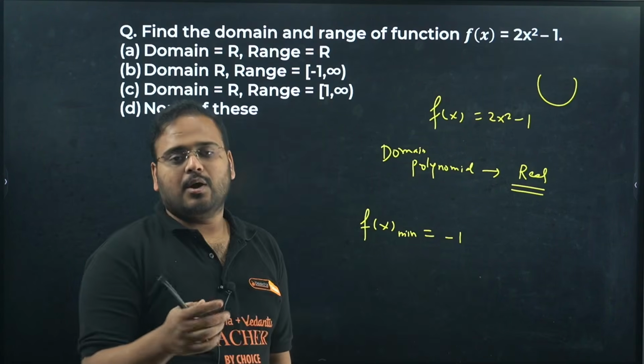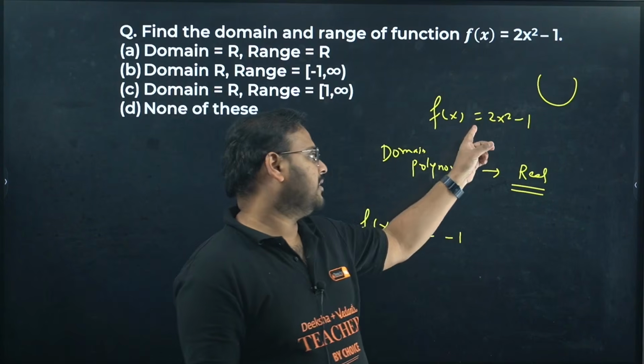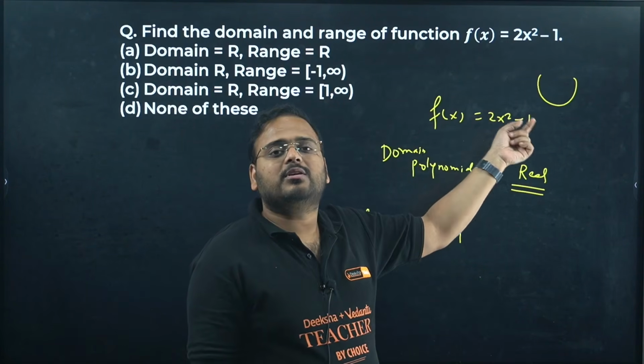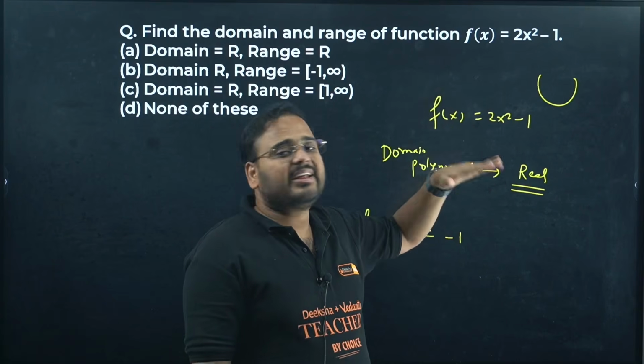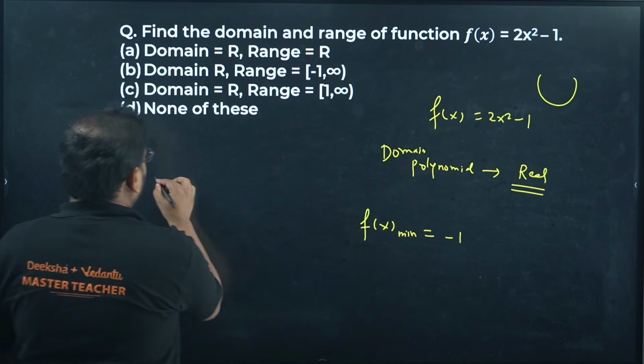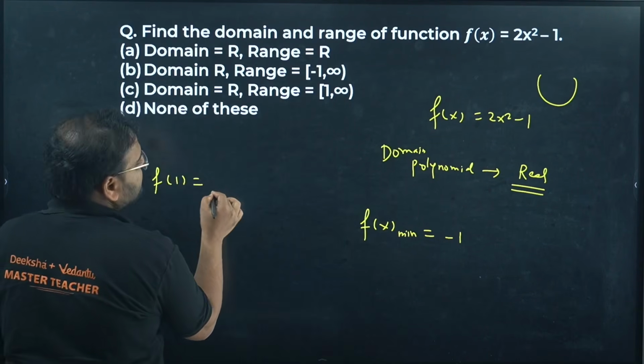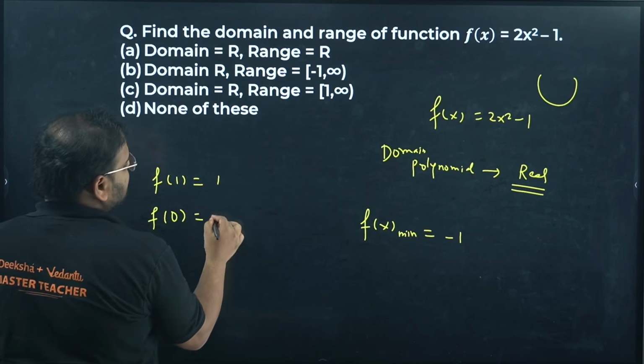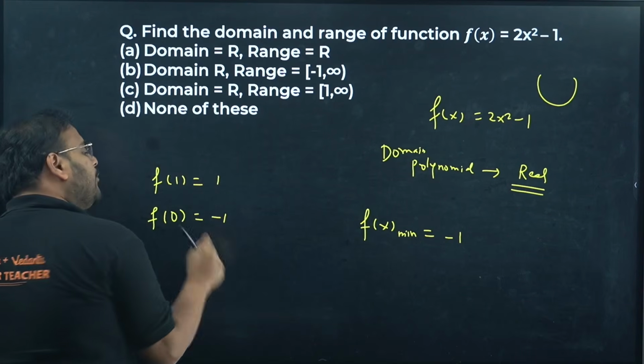Think logically. Put any other value. Let's say put x as 1 or minus 1, whatever you want to put. You get 2 into 1, 2 minus 1 is 1 now. So that is again an increasing value. If you take f of 1, the answer is 1. Take f of 0, the answer is minus 1. So the minimum value is minus 1.